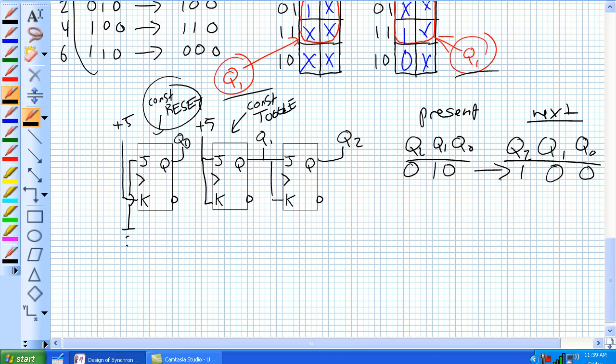So now we're going to go on to the next stage, given 1, 0, 0. Again, constantly resetting, constantly toggling. Now the input for this MSB stage is Q1. Okay, Q1 is a 0, so that means stay as it is. We've made that transition from 2 to 4, and now we're at 6, just like we wanted to. And if we did it again, we could go to 0.